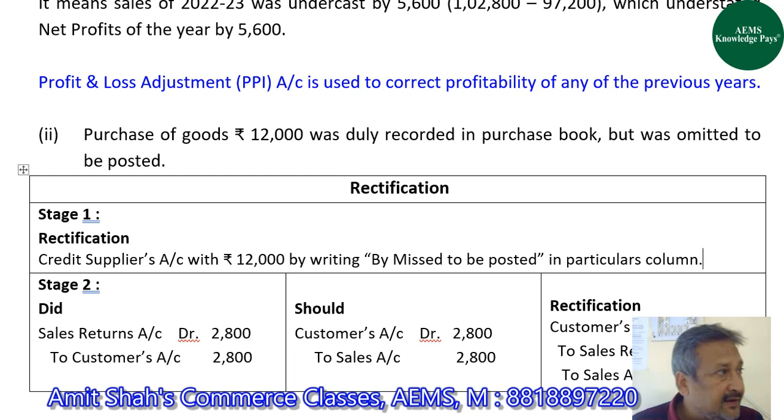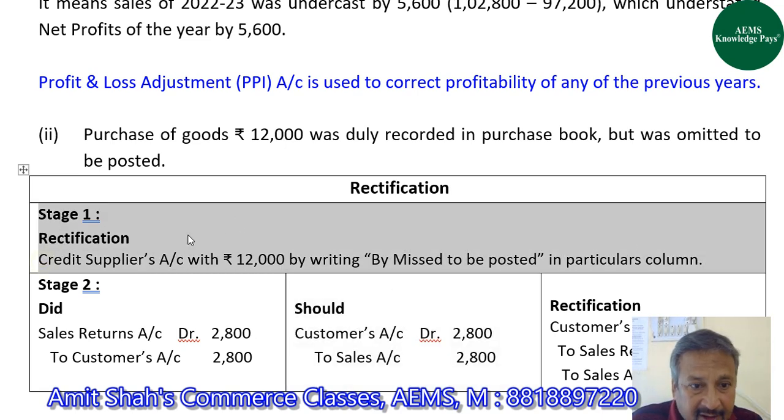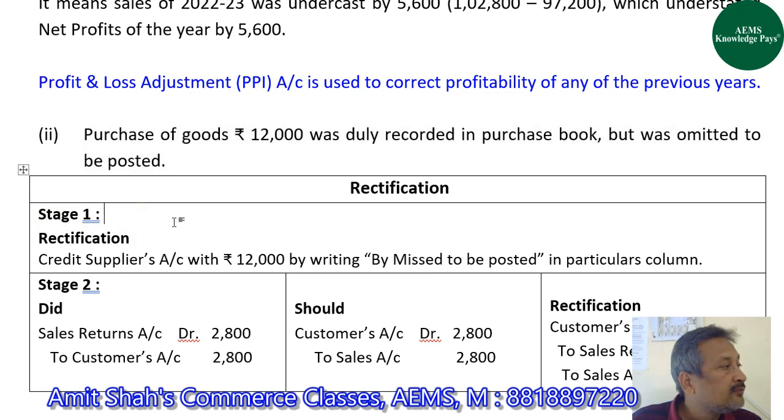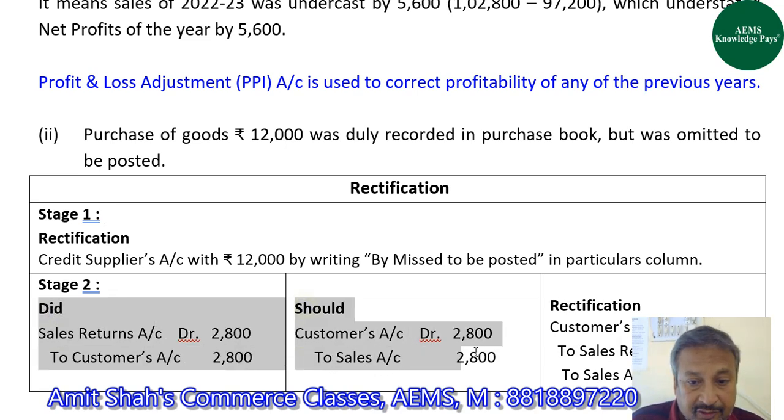You will not be passing any journal entry because in a journal entry you have debit and credit both. But we have to do rectification only in the credit side of supplier's account. So this is how you will write a statement for rectification of this error under stage one. Is it clear, guys, or not? Right? Manvi, have you understood this?